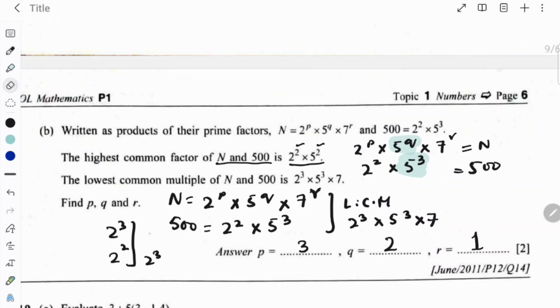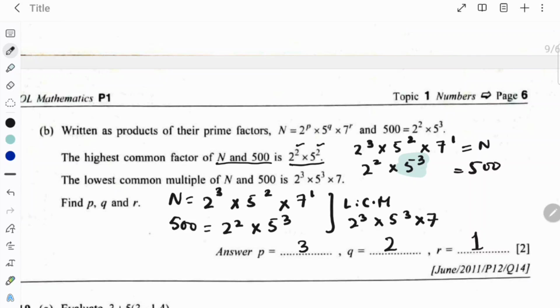Okay, let's put the values in and check whether these answers are correct. In place of p, I'm writing 3. In place of q, I'm writing 2, which we found, and for r, I'm writing 1. And here also I'm doing the same thing: p is 3, q is 2, and r is 1.